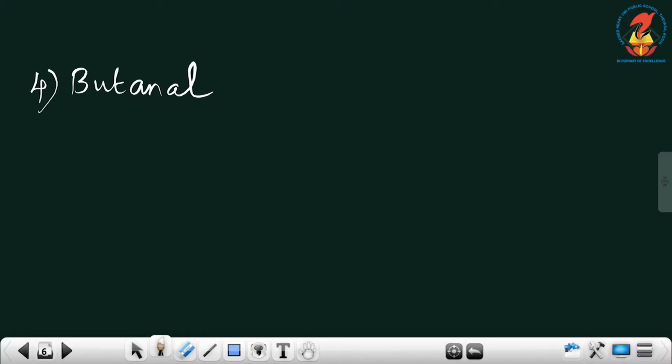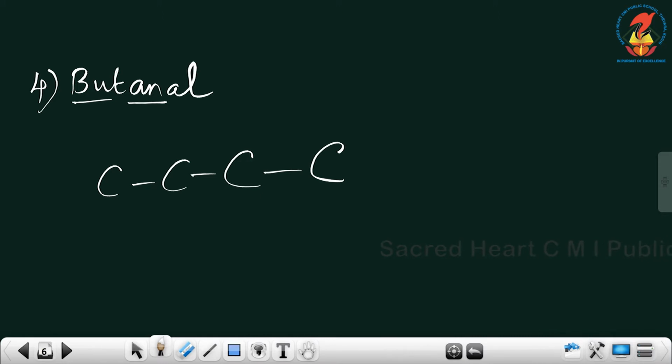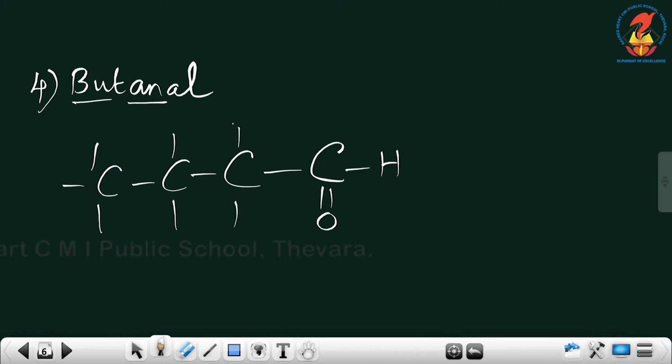Next, butanal. So write 4 carbons, but, then AN means all the bonds are single bonds. Now al stands for aldehyde group. So one of the carbons, the end carbon in this chain, should be converted to the aldehyde functional group CHO. Remaining valencies of carbon should be filled in with hydrogens.